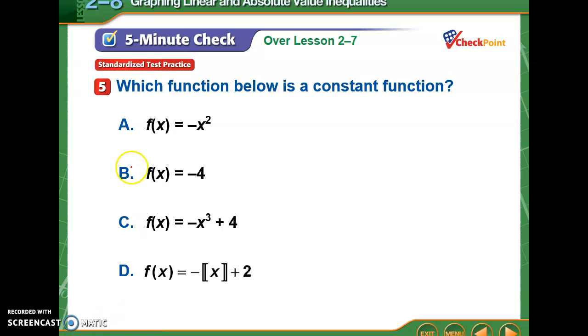Alright, last question. Which function below is a constant function? So meaning there's no variable involved. That's the meaning of constant. Or there's no variable next to the number. So this one's a variable. These two are variable, so the only answer here is f of x equals -4. So if you graph this, you will get a horizontal line. So that makes it a constant function. Okay?